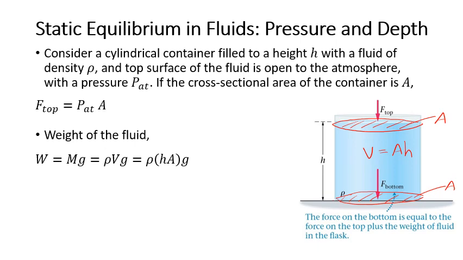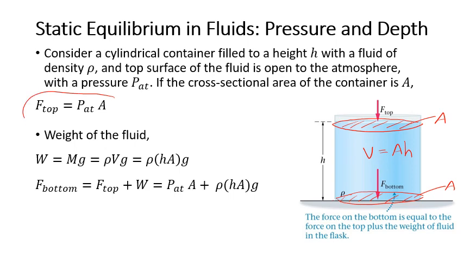And the force at the bottom surface equals the weight of the fluid plus the force at the top surface. The force at the top surface we calculated over here, that is P atmospheric multiplied by area, plus W, the weight of the fluid. And finally, for the bottom surface the force is atmospheric pressure multiplied by area plus rho, the density, h, the height of the liquid, A, the cross-sectional area, and g, the gravitational acceleration constant.